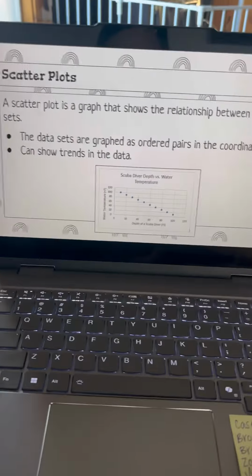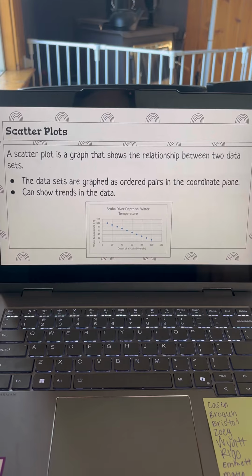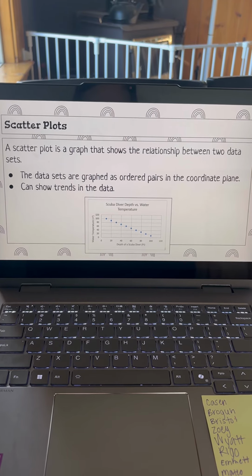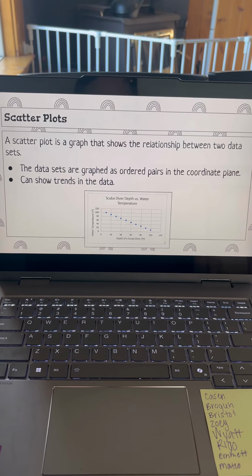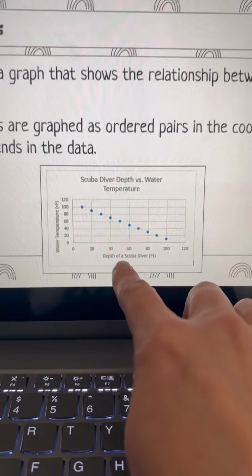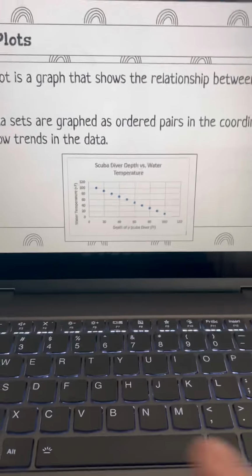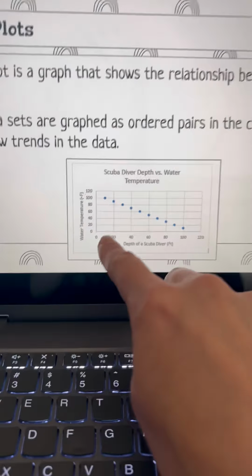This day we talked about scatter plots, and how a scatter plot is a graph that shows the relationship between 2 data sets. And the data sets are graphed as ordered pairs in the coordinate plane. So for example, in this one, our 2 data sets are the depth of a scuba diver and the water temperature. And we marked those with 2 points on the coordinate plane.